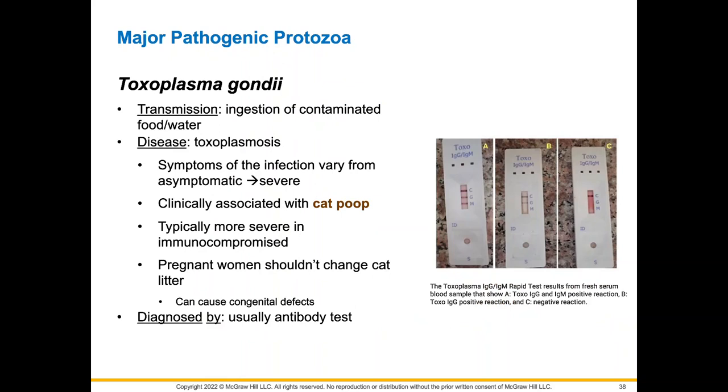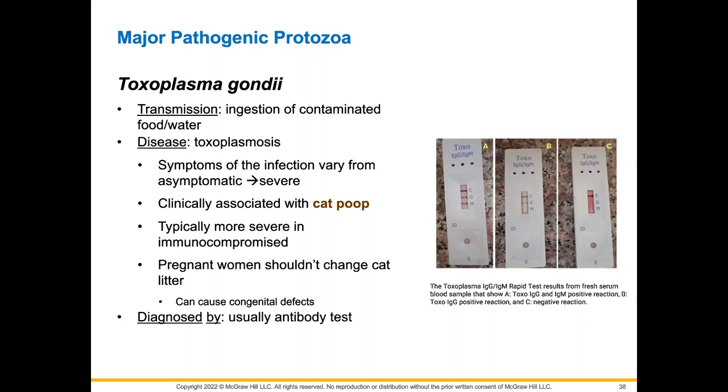Another example, Toxoplasma gondii. This is ingested, and it is a contaminant of food and water. It causes toxoplasmosis. The symptoms of the infection can vary. It can be completely asymptomatic. It can be severe. Typically, it's associated with cat poop and more severe in immunocompromised patients.